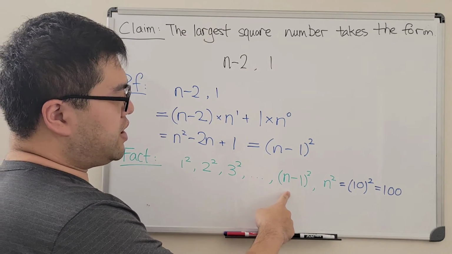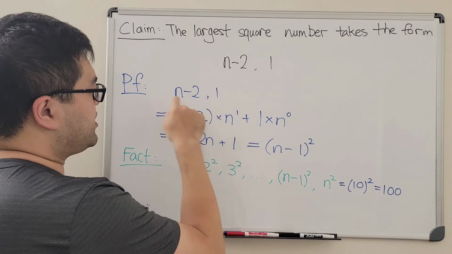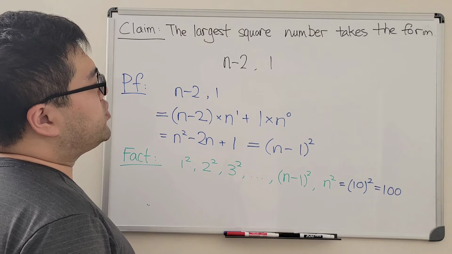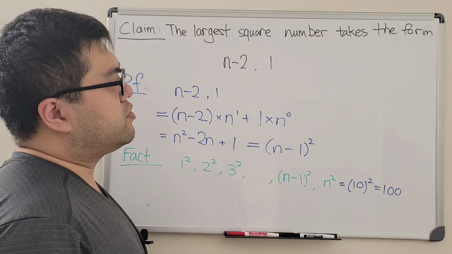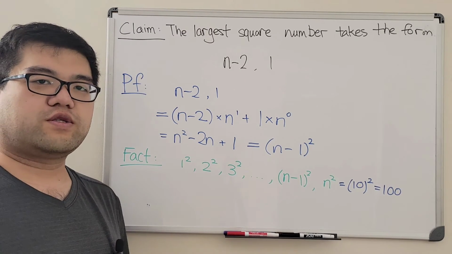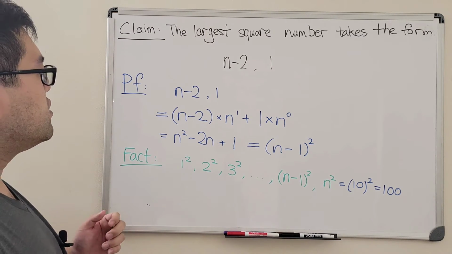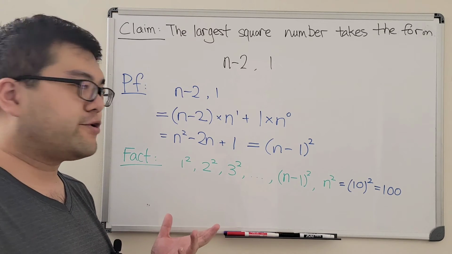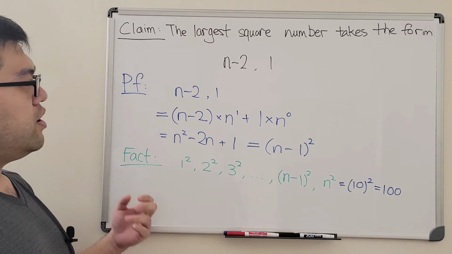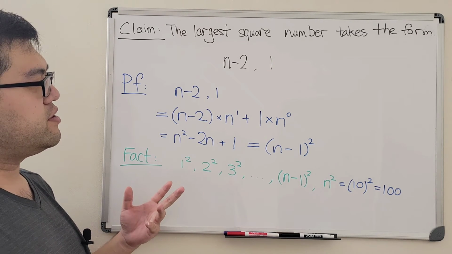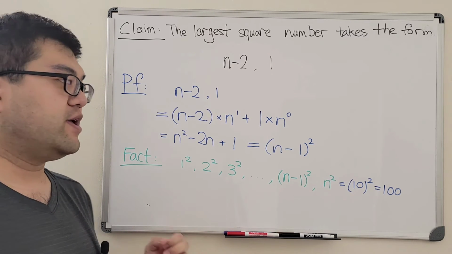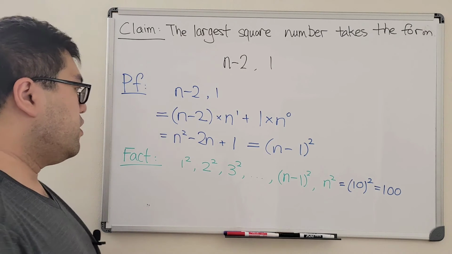And again, n minus 1 quantity squared is expressed as n minus 2 comma 1. And therefore, n minus 2 comma 1 will be the largest square number that is less than 100 in base n. Right, that's it. Pretty cool, huh? So I think this is actually an interesting fact, and we can also say that we proved it somehow. When we are trying to consider just numbers themselves, we can actually use algebra to play around and see what we can observe.